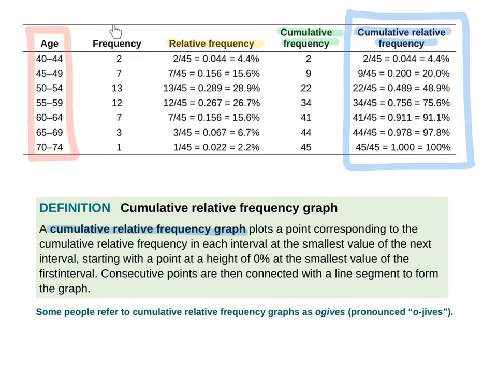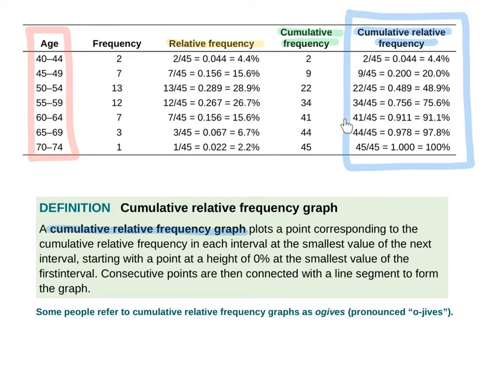And here's what this table will look like. So here's the table that we started with, age and frequency. Relative frequency, right, we did 2 divided by 45 to turn it into a percentage. So 4.4% of presidents took office between the age range of 40 and 44, etc. And then we add up the frequencies, right? So 2 plus 7 made 9, and then 9 plus 13 made 22, etc., all the way down the line.